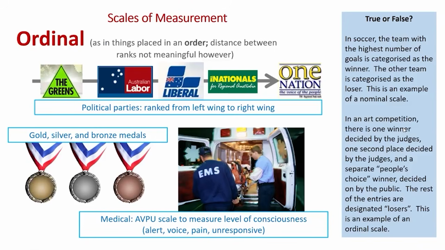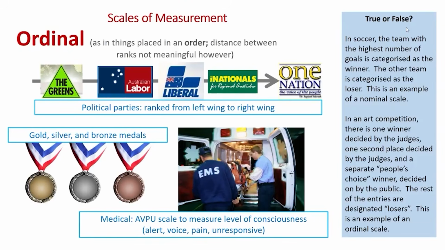Let's look at the questions on this slide. True or false? In soccer, the team with the highest number of goals is categorised as the winner. The other team is categorised as the loser. This is an example of a nominal scale. The answer to that is false. It's false because when you've got a winner and a loser in that example, both can be clearly put into an order. So presumably winning is usually better than losing. Therefore, that would be an example of an ordinal scale, not a nominal scale.